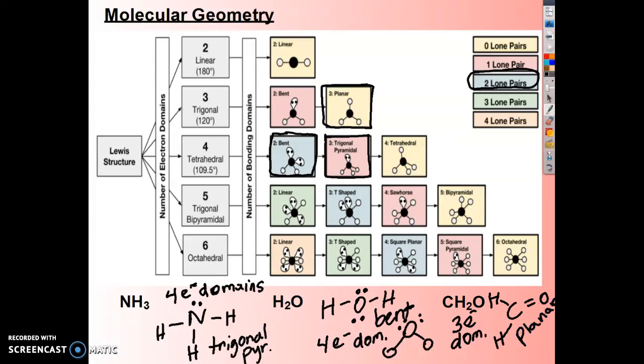And you can use this basically to predict the shapes of any Lewis structure. But you can also do the same thing with a 3D modeling kit, which we'll do just a little bit in class this coming week. And that's all we have for covalent molecules.